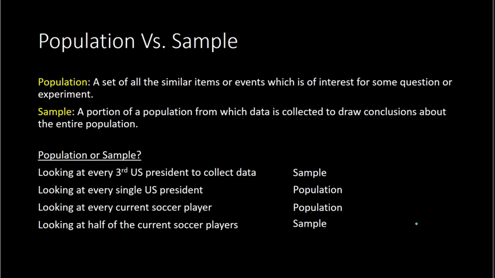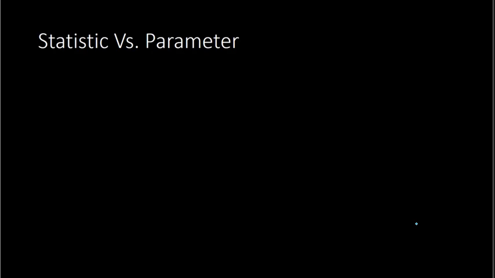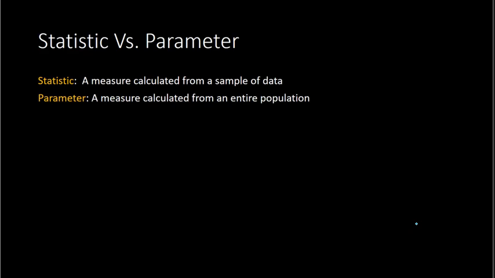Next we have the terms statistic versus parameter. A statistic, by definition, is a measure calculated from a sample of data, whereas a parameter is calculated from an entire population. So statistic corresponds with a sample of data, parameter corresponds with the entire population. And a good way to remember which one is which, notice statistic starts with an S and sample starts with an S. Parameter starts with a P, population also starts with a P.